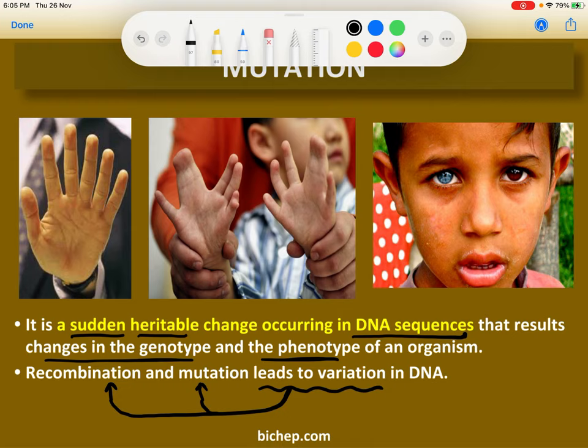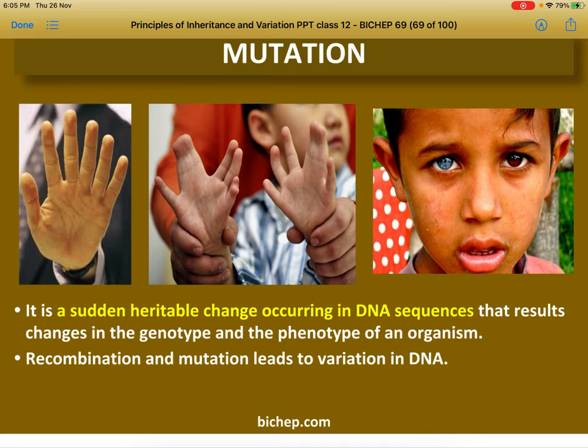Recombination, we know how it is produced. It is by meiosis, by crossing over. And mutation is abnormal behavior of DNA, either at recombination or at exchange of DNA during cell division. So mutation is almost negative in its effect, and recombination is always positive in its effect. So that's the mutation we are talking about. Please take a screenshot of the slide.